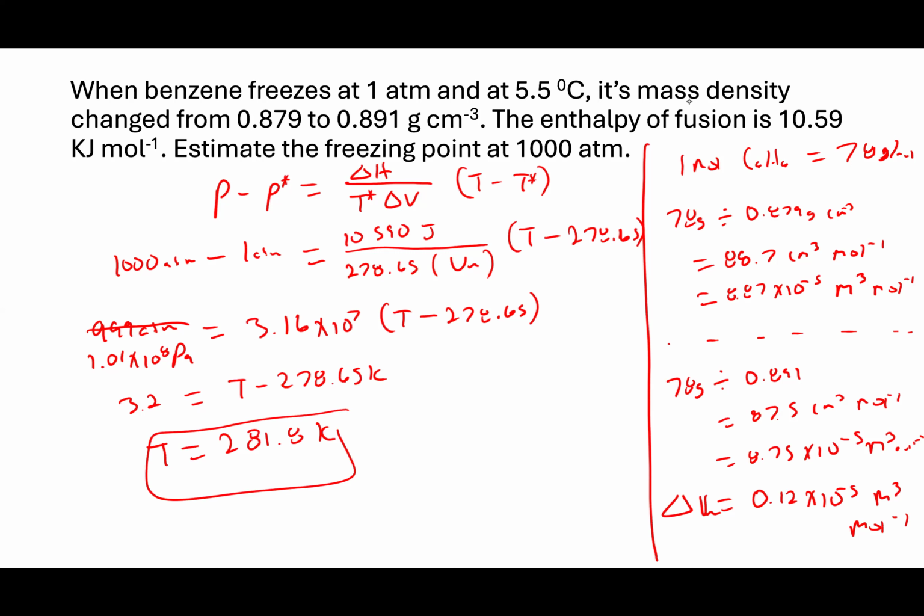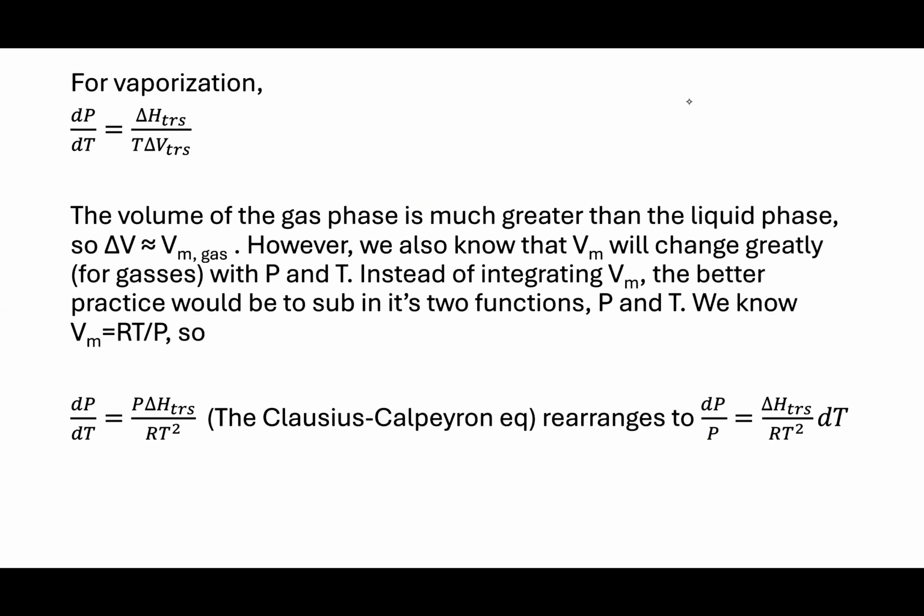And keep in mind that the pressure increased drastically. We increased the pressure 1,000 times over. So for what we see here, 3.2 degrees of increase over 1,000 atmospheres is quite a small amount. Now, we do the same thing, but for vaporization.